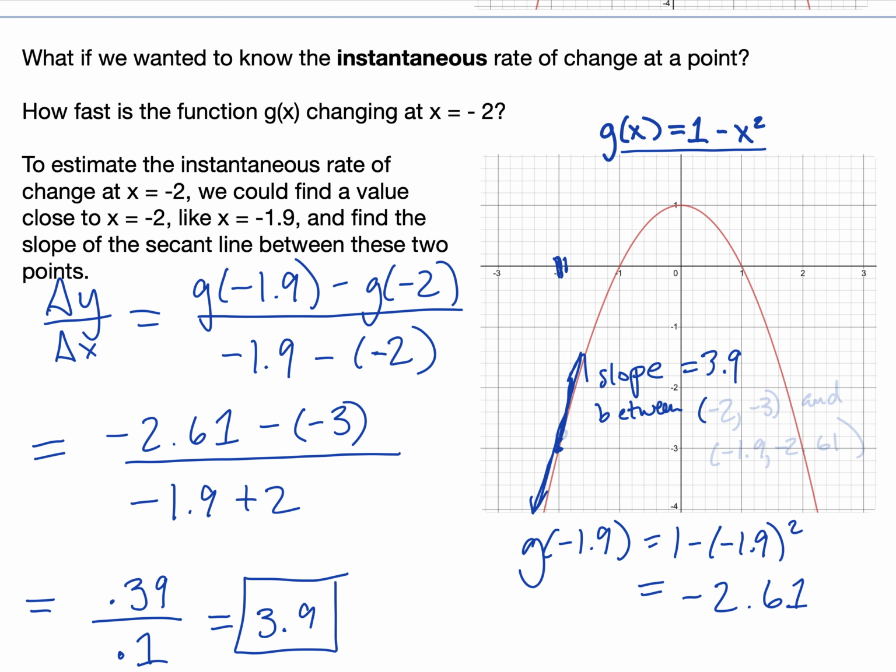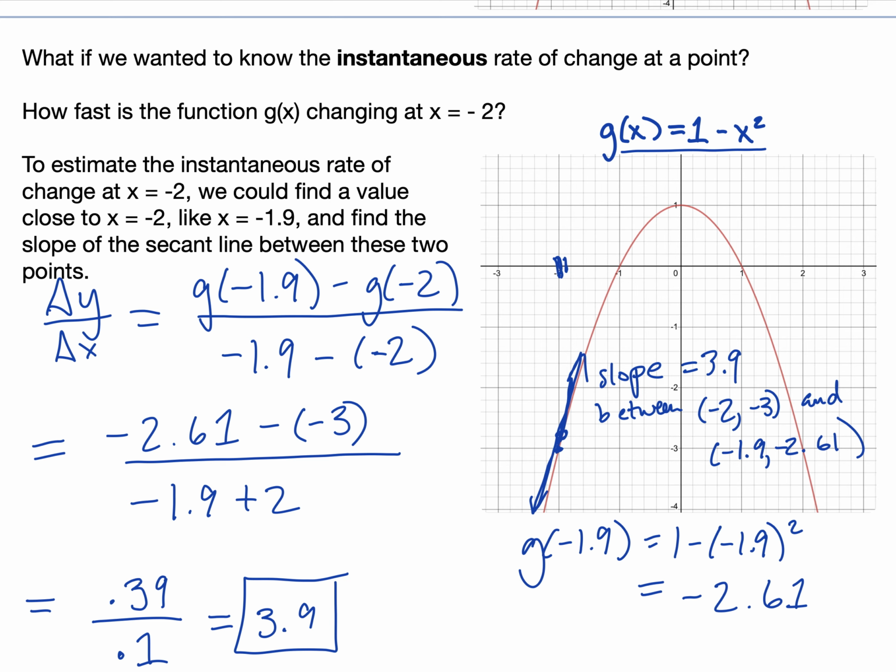Let's see, an x value of -2 and a y value of -3, and the point -1.9 was the x value, the y value is -2.61. So that's the slope between those 2 points. The change in y is the change in the graph of the function divided by the change in x. And this is estimating the instantaneous rate of change at x equals -2, but it is not an exact value for that instantaneous rate of change.